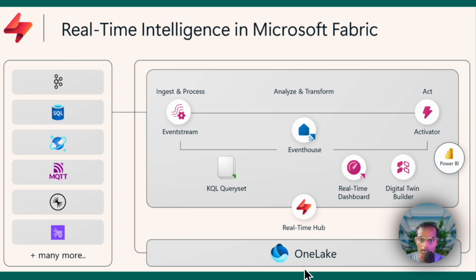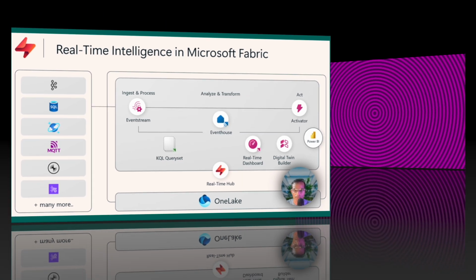So overall, real time intelligence in Fabric allows us to connect to different live sources, ingest and process them using Eventstream, store and analyze them using Eventhouse and KQL, then take immediate action using activators or visualize the results, all inside a single unified platform.